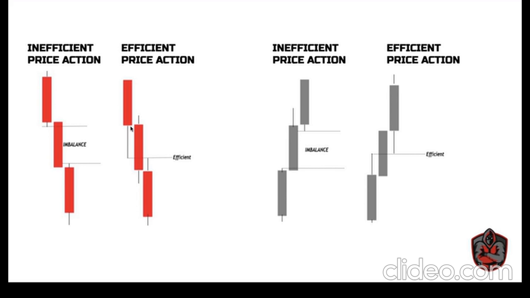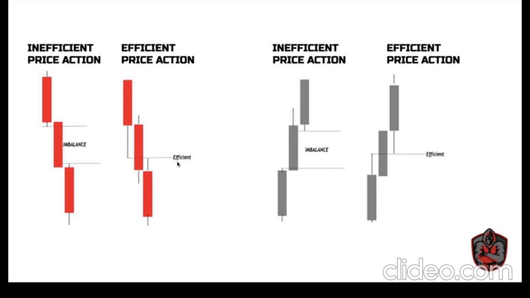So this is the first candle and this is the third candle. The third candle's wick, if it meets the first one, that means it's efficient price action. But in this example here, as you can see, the first candle's wick doesn't get met by the third candle's wick. There's a gap. That gap is what we call imbalance, inefficient price action, fair value gap. They're all the same thing.